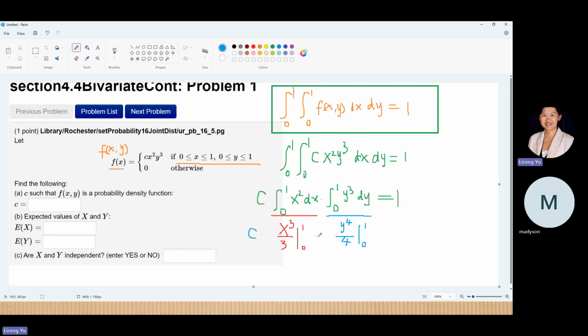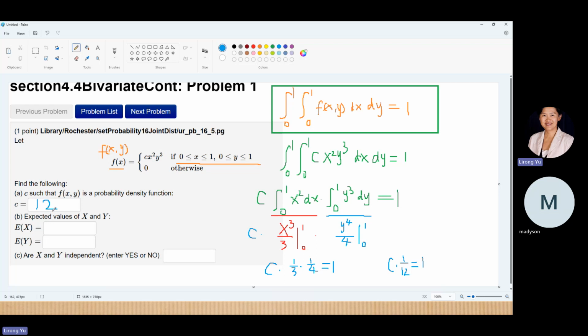Okay, and then there's a c. So if you finish, it's c times 1 over 3, and then times 1 over 4, which equals 1. That means c times 1 over 12 equals 1. So C should be the reciprocal of 1 over 12, right? So C should be 12. That means the number in that density function should be 12 for the whole thing to work out. If it's anything else, then the density function is not well defined. 12. And then we can finish the rest of the calculation, where we calculate the expectation.